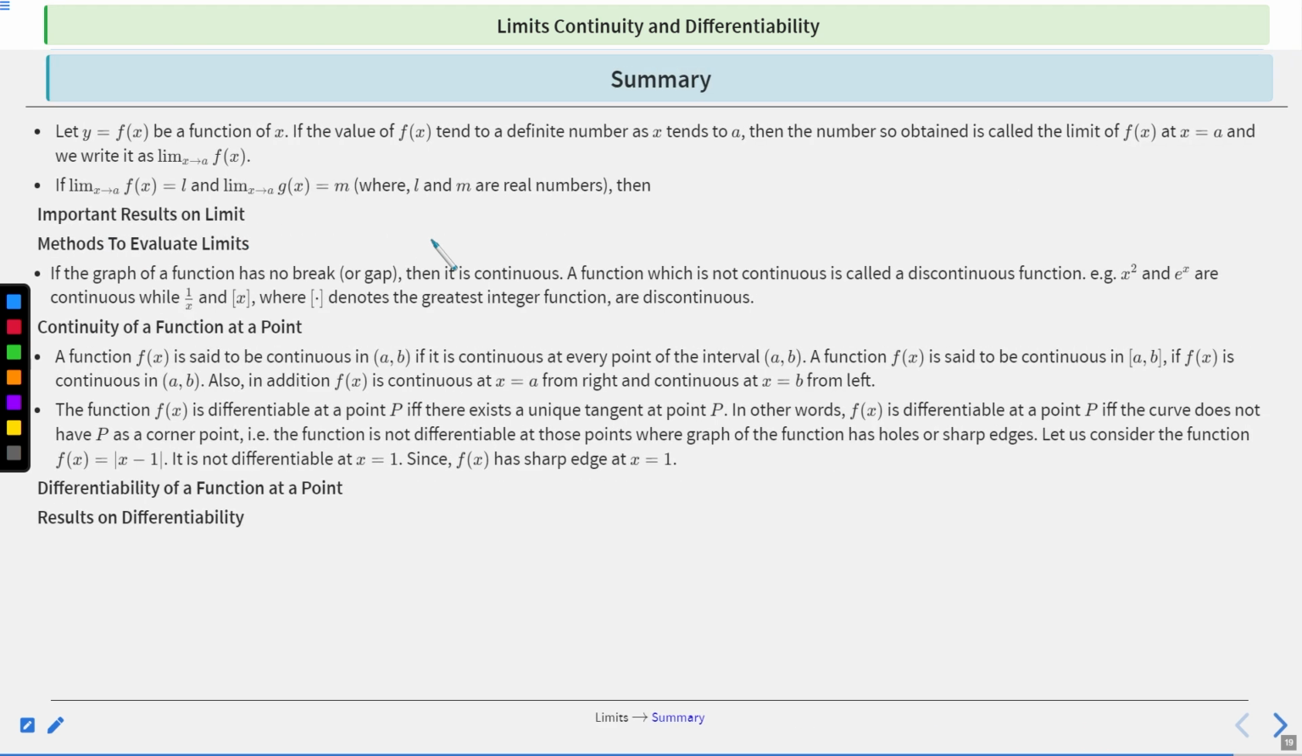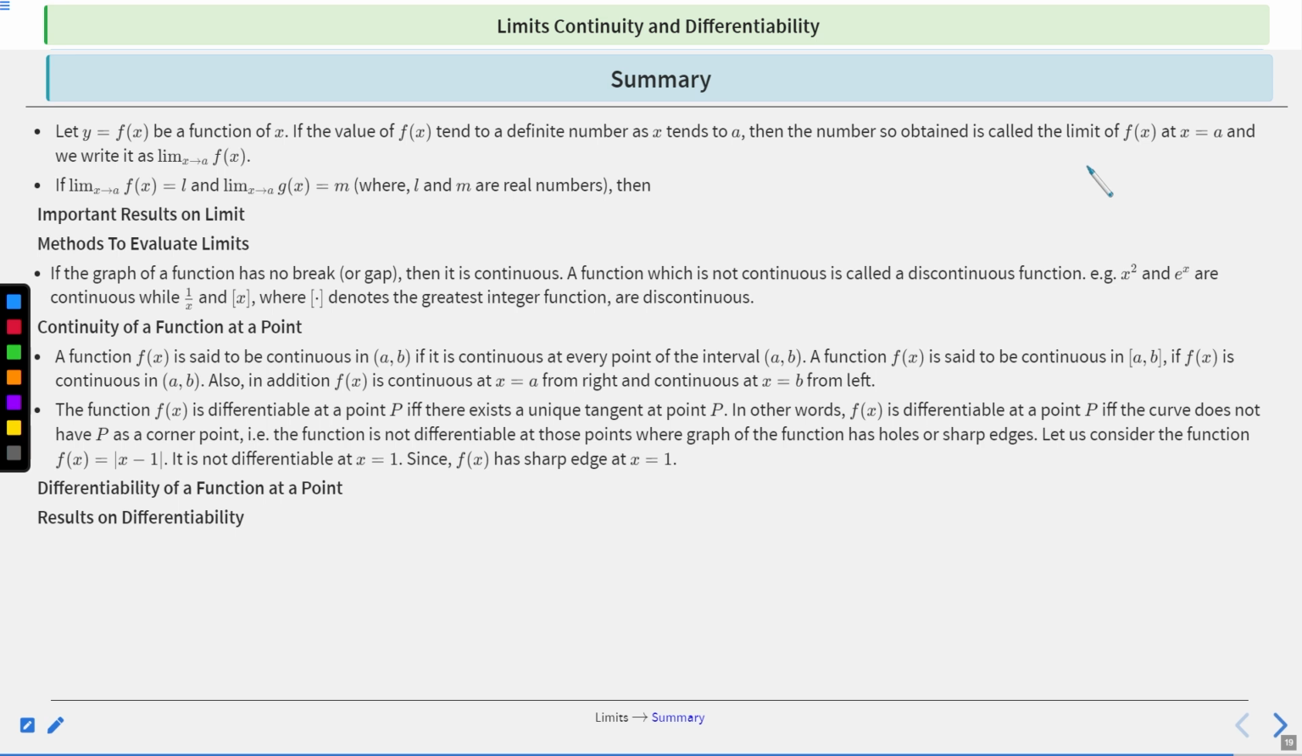So let's move to the summary of this chapter. In this chapter, we have studied: let y equal to f(x) be a function of x. The value of f(x) tends to a definite number as x tends to a. Then the number so obtained is called the limit of f(x) at x equal to a, and we write it as limit x tending to a of f(x), right?